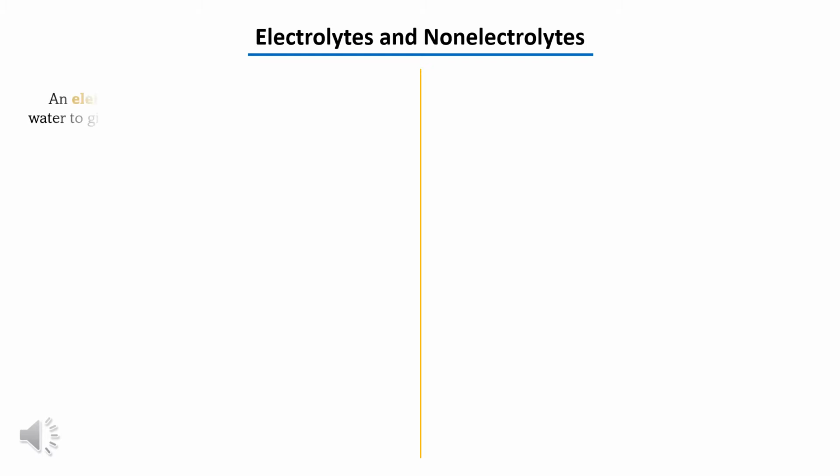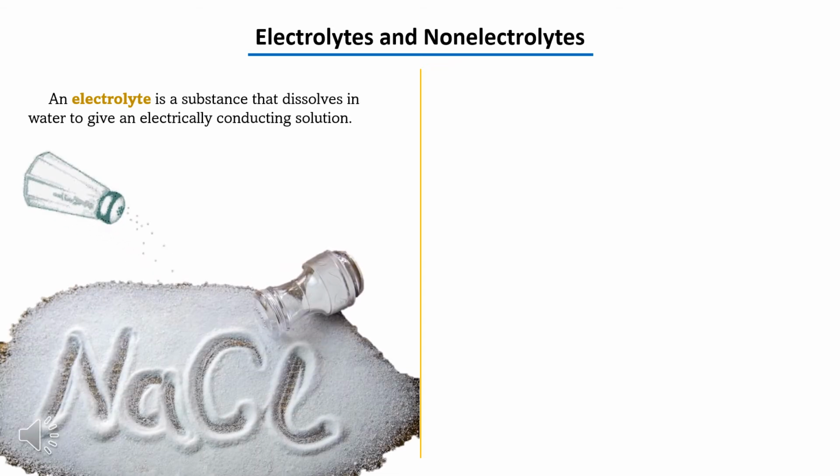Okay, so we can divide the substances that dissolve in water into two broad classes. We have the electrolyte and the non-electrolyte. So what are these? What are electrolytes and the non-electrolyte? Okay, so an electrolyte is a substance that dissolves in water to give an electrically conducting solution. An example of this is sodium chloride, or we also call that table salt.